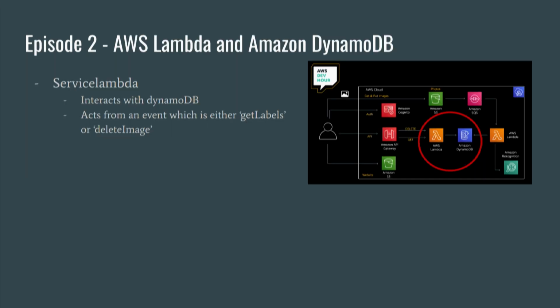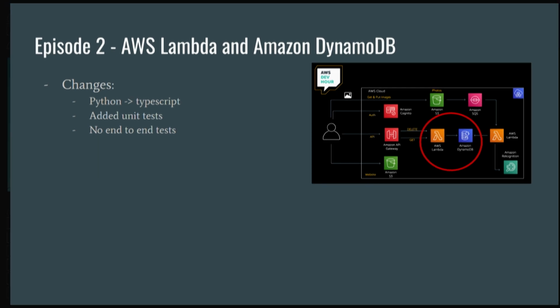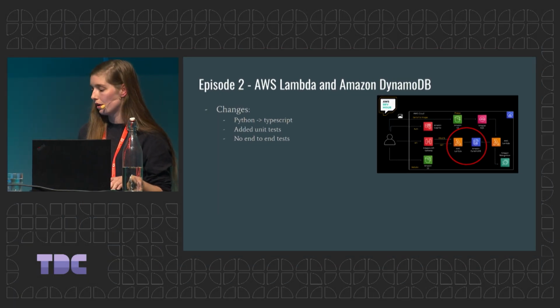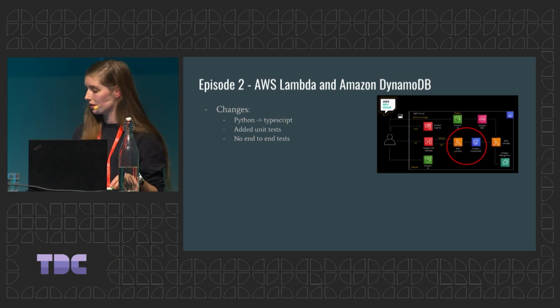OK, then on to the next part. Here you have a new lambda, which is called the service lambda. This one will act on events from the API, which is either get labels or delete image. So you can use that function to get labels, delete images. Changes here are a bit of the same, going from Python to TypeScript once again.